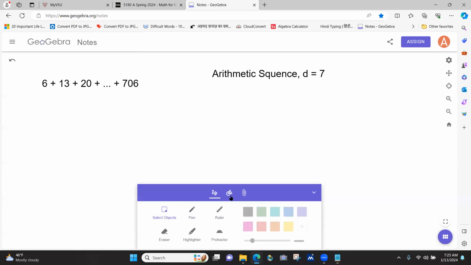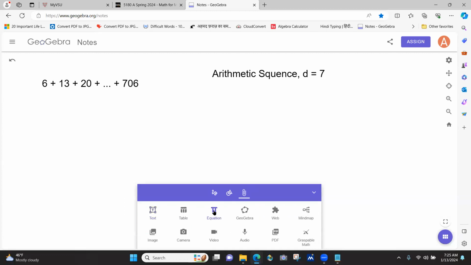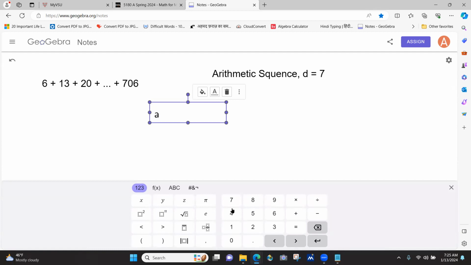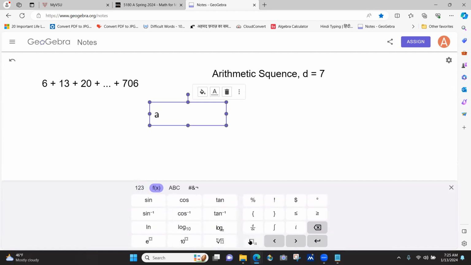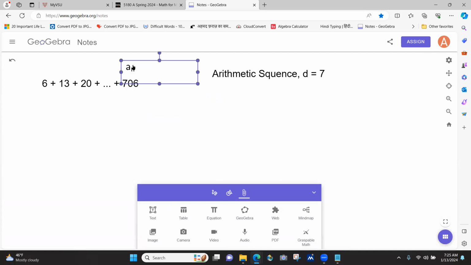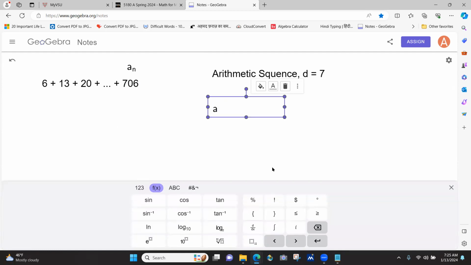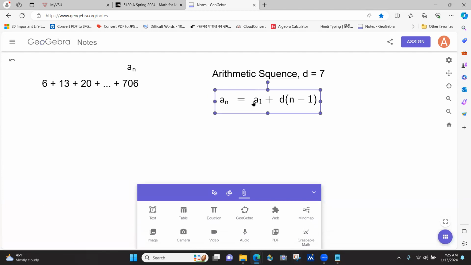Okay, I'm going to say, suppose this is the nth term. I'm just going to say it. I don't know what n is, but I'm going to try to find it. That's my goal. Okay, I need to know the value of n. But I do know one thing for sure. A subscript n is the first term plus n minus 1 times d. That's the formula we had. That's the formula we use to find the value of the nth term.